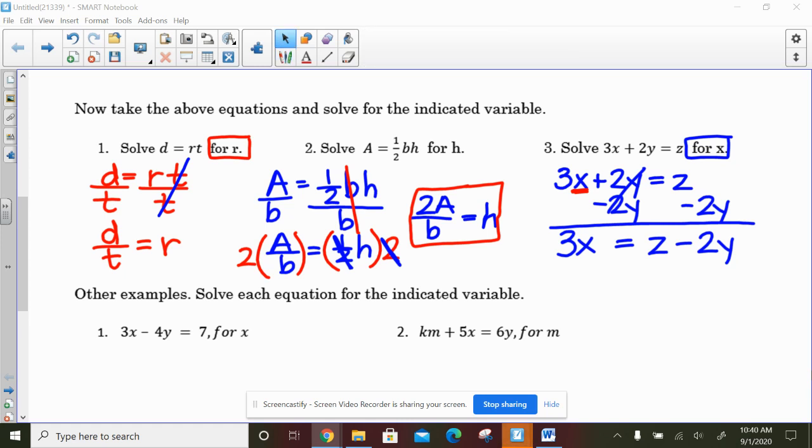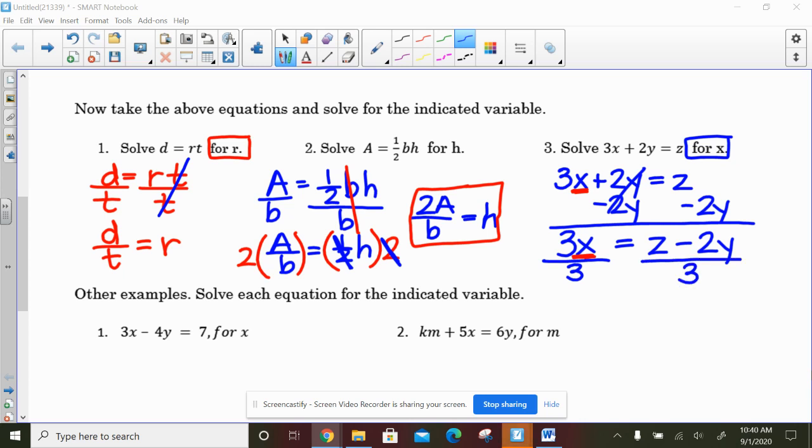Okay, now I still want x by itself. So what I have is 3 times x. Okay, to undo multiplication, you will divide. So I'm going to divide both sides now by 3.